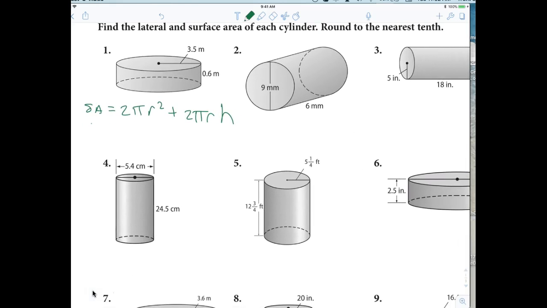So here we go. Surface area equals 2 pi. What's the radius? 3.5. So we're going 3.5 squared plus 2 pi. What's the radius? 3.5. What's the height? 0.6. So now, please, everybody, type that into your calculator real quick. Not yet, you don't. Type it in the calculator. And then somebody tell me.